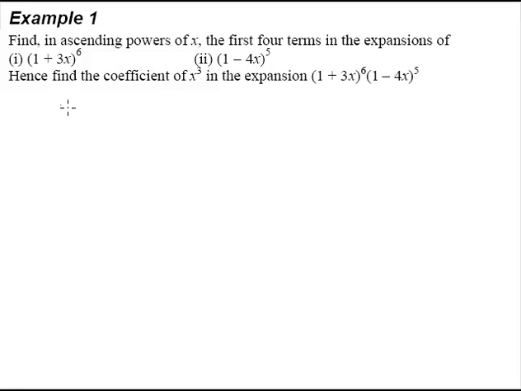Example 1. Find in ascending powers of x the first 4 terms in the expansion of (1 + 3x)^6 and (1 − 4x)^5. So let's get started and let's see how we are going to do this.